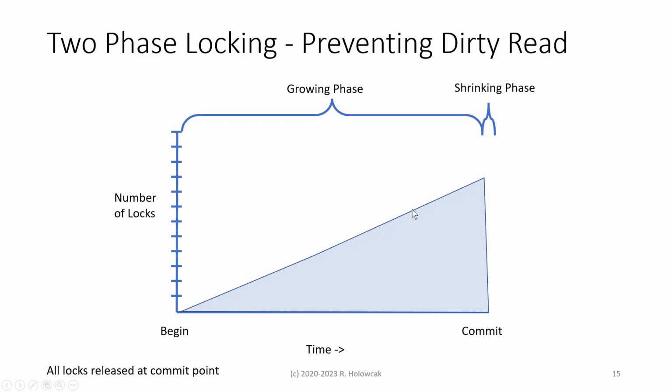So again, this shape can be slightly different depending on how quickly the transaction gets its locks, whether or not it spends time doing work in between, and whether or not it wants to hold its locks until it reaches the commit point.